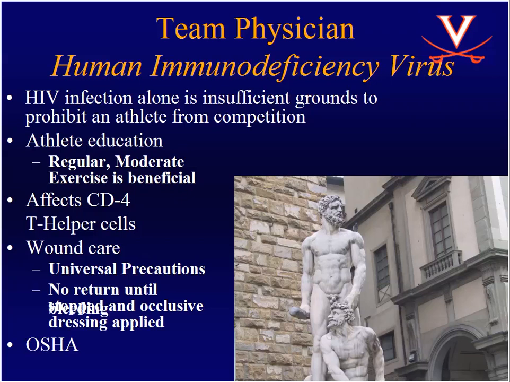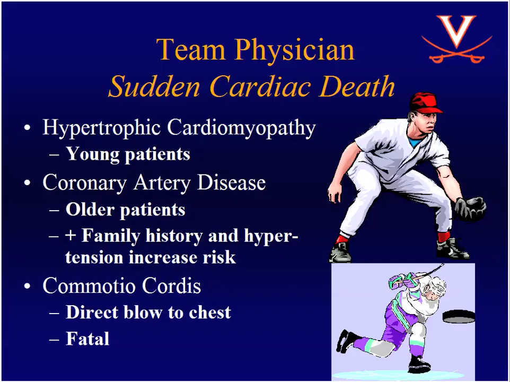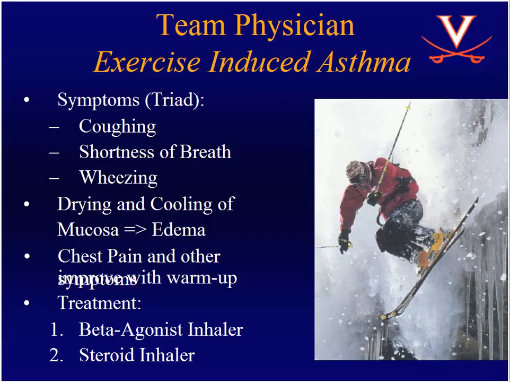HIV, we've talked about. The bottom line for the testing thing for HIV is that you cannot discriminate against HIV athletes. Hypertrophic cardiomyopathy can occur in young patients, very common cause of death. Coronary artery disease, the killer in patients over 35 to 40. Commotio cordis, a blow from a baseball or a hockey stick to the chest. There's very little you can do when that happens because it is often fatal, despite immediate resuscitation.